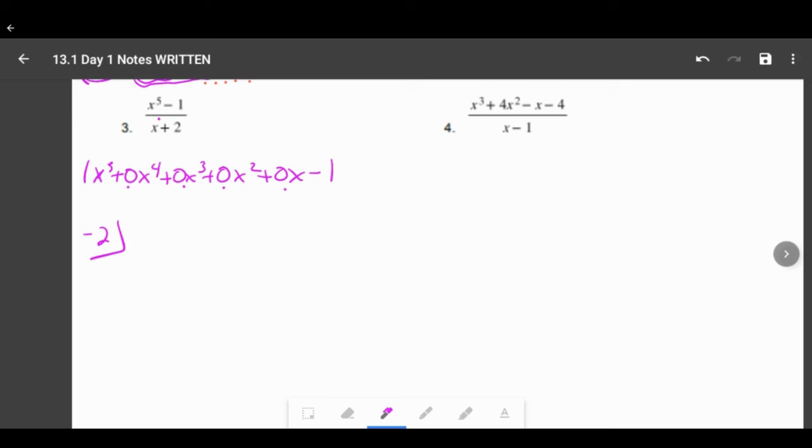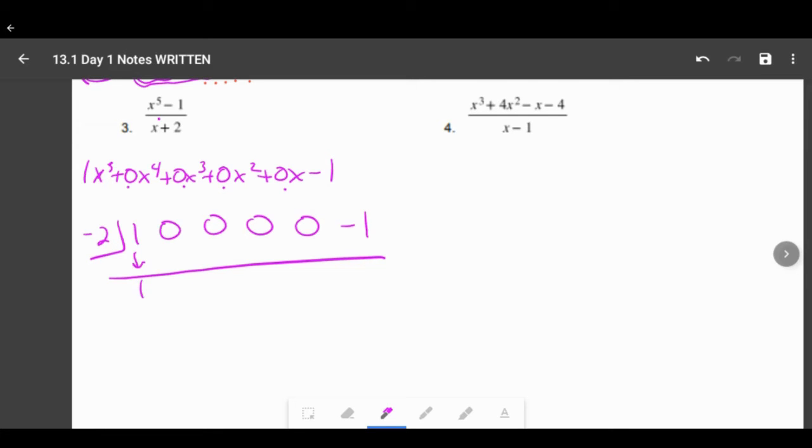And now I got to make sure I put all these numbers. Yes, I do need to include all those zeros. So 1, I got 0x^4, 0x cubed, 0x squared, 0x, minus 1. And that's when we go through. So once you set it up, the synthetic division, just be careful, right?